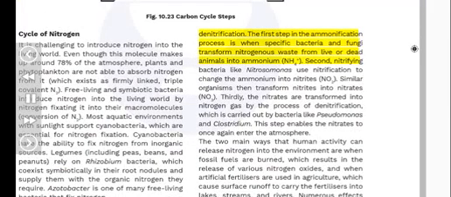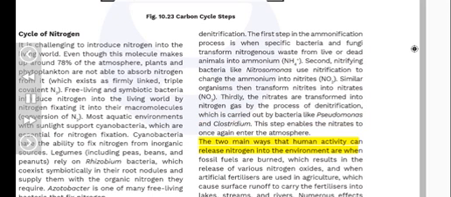The first step in the ammonification process is when specific bacteria and fungi transform nitrogenous waste from live or dead animals into ammonium, NH4+. Second, nitrifying bacteria like Nitrosomonas use nitrification to change the ammonium into nitrites, NO2-. Similar organisms then transform nitrites into nitrates, NO3-. Thirdly, the nitrates are transformed into nitrogen gas by the process of denitrification, which is carried out by bacteria like Pseudomonas and Clostridium. This step enables the nitrogen to once again enter the atmosphere.